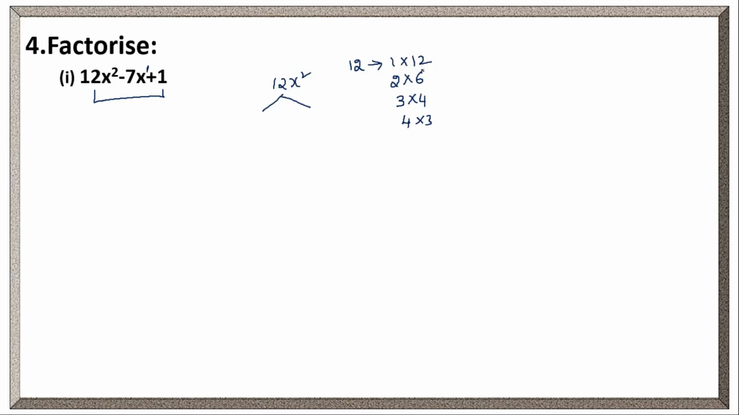So, if we take which two factors, the sum or difference will become 7? If we take 1 and 12, the sum will become 13 and the difference will become 11. So, it will not satisfy. We can't take those two factors. 2 and 6, if we take, the sum will become 8 and the difference will become 4. This also will not satisfy. If we take 3 and 4, the sum of 3 and 4 will become 7. So it is satisfying, right? We have the middle term 7. So we can take 3 and 4.